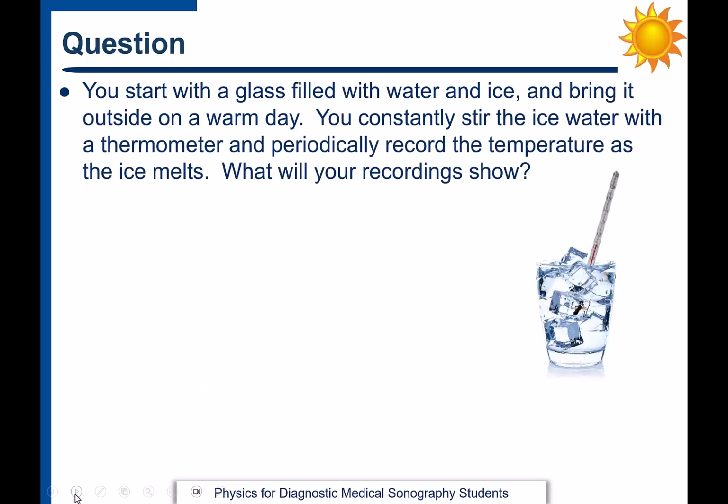Okay, well, let's start looking at some new information. Let's say that we have the following scenario. You start with a glass filled with water and ice and bring it outside on a warm day. So you can see we've got the sun up there in the corner. You constantly stir the ice with a thermometer and periodically record the temperature as the ice melts. What will your reading show? So think about this for a minute. What do you think the reading on the thermometer will do as that ice melts in the water?